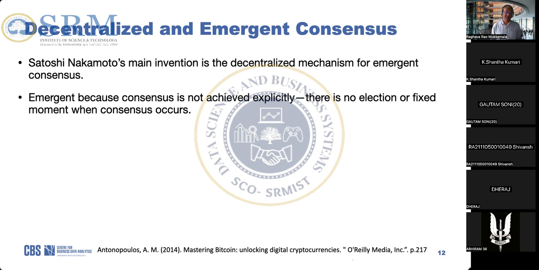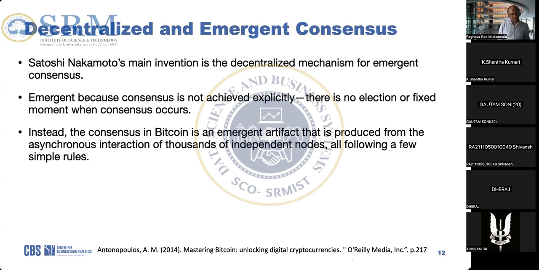What does it mean? The consensus is not achieved by an election, like people voting for which is the latest block, and based on the voting they decide which block is the latest. That is some sort of consensus mechanism adopted by other blockchains. Or you can say that there is a fixed moment saying when the consensus occurs. In the case of Bitcoin, the consensus is emergent in nature.